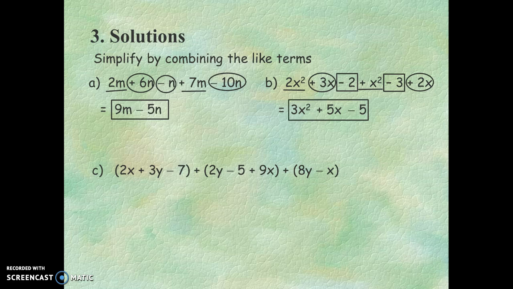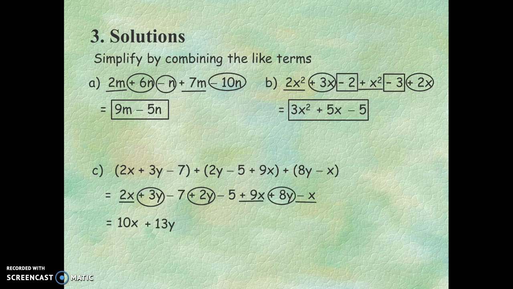Question C. Removing the brackets. Just as on the previous screen, there's only plus signs between, so nothing changes when I remove the brackets. Then I match them up. Let's take a look at the x terms that I have, 3x, 2x, positive 9x, and negative x. That's going to give you 10x. And then the y terms are going to give you 3y plus 2y plus 8y is plus 13y. Negative 7, negative 5 are going to both give you together negative 12. Nothing more to put together here, just put a box around the answer.